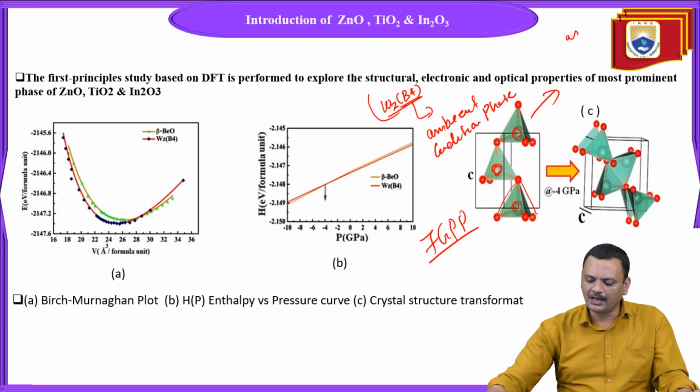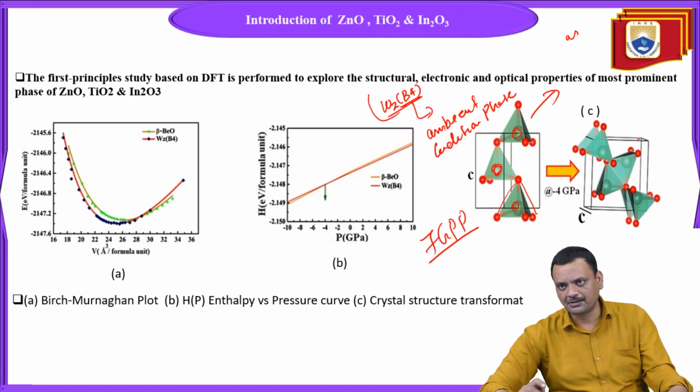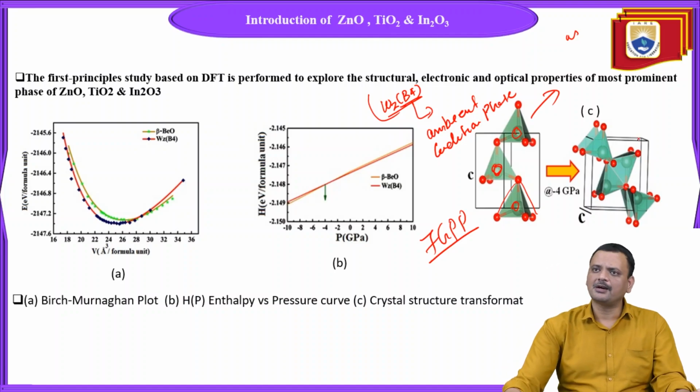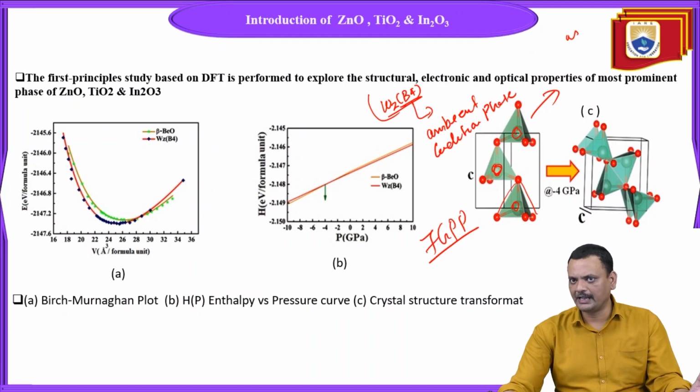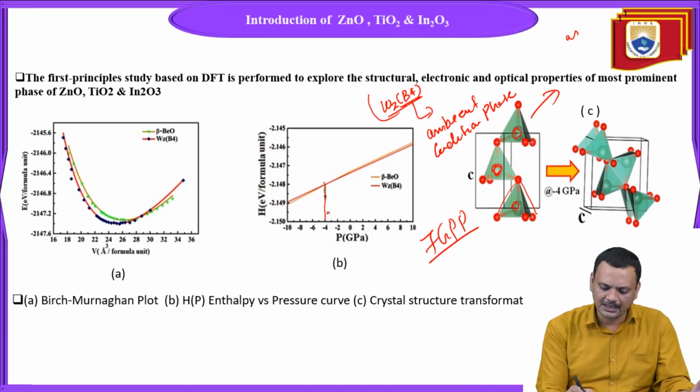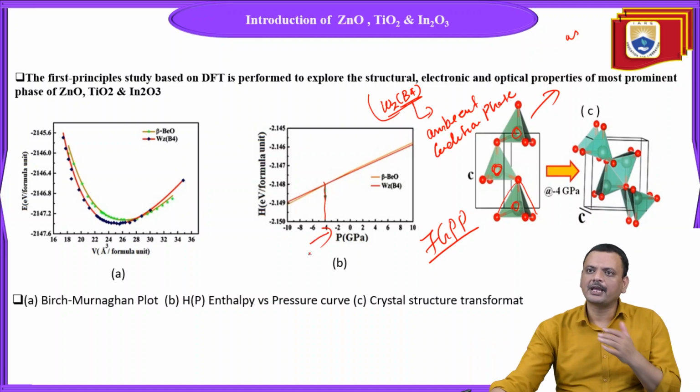But here, in the tetrahedral formation, once the zinc oxide converts into the beta BeO phase at negative pressure, around minus 4 GPa, it converts at negative pressure.